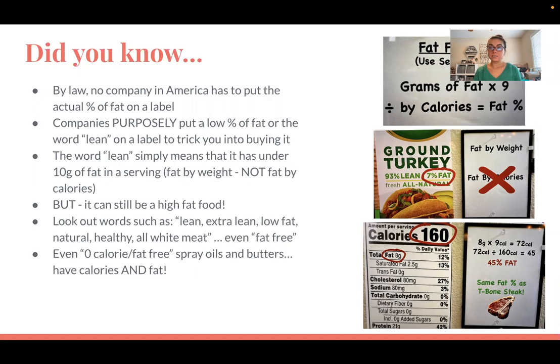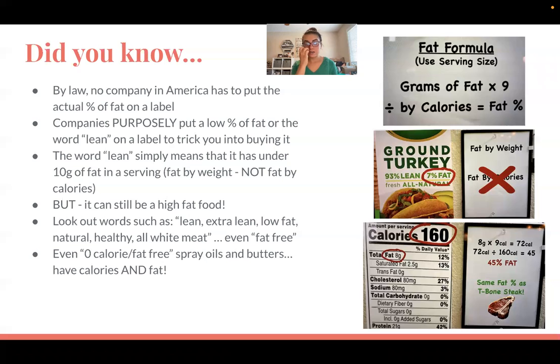So things to look out for. This is the kind of fat formula to find the actual percentage of fat by calories versus by weight. So you take the grams of fat. So in this example, it's a package of ground turkey. So you would take those 8 grams of fat, times it by 9, because fat has 9 calories per gram. And then you divide it by the calories in that serving. So in this case, it's 160. And that would give you the fat percentage by calories versus by weight.